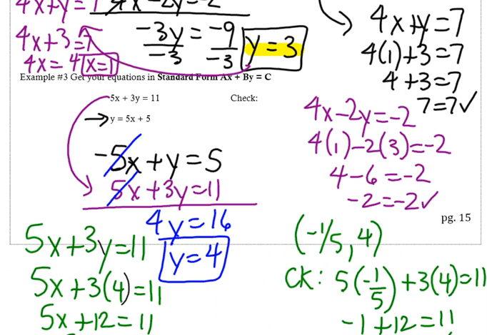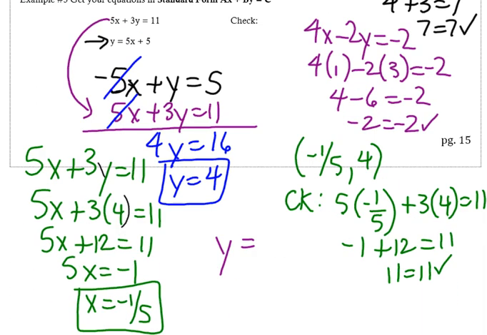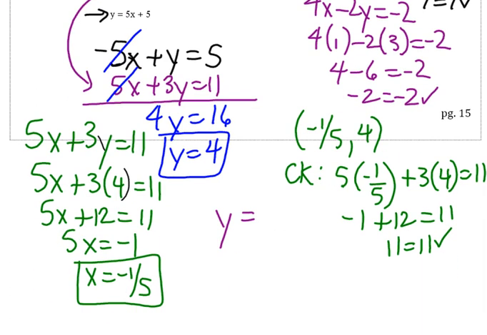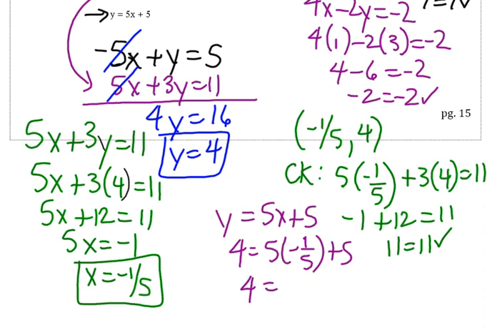And let's check my second equation. Y equals 5x plus 5. Y equals 5 times negative 1/5 plus 5. That shouldn't be a y, that should be 4. 4 equals negative 1 plus 5. 4 equals 4, and it does check.